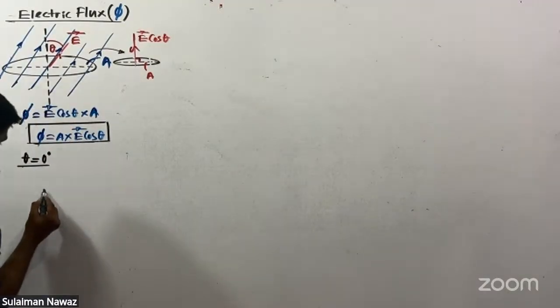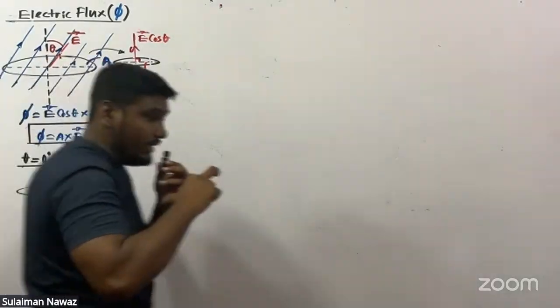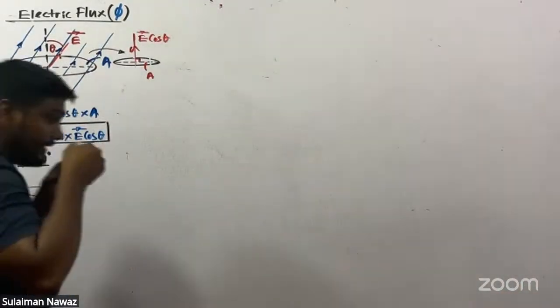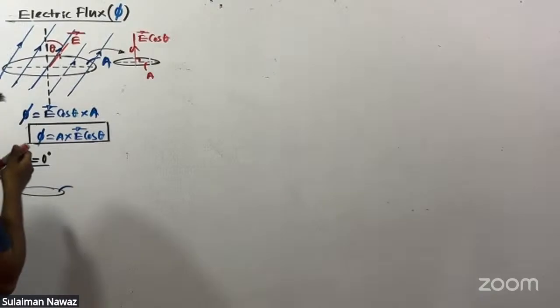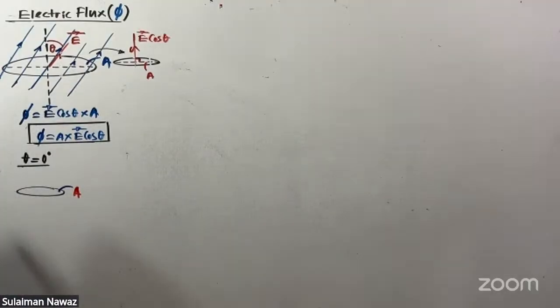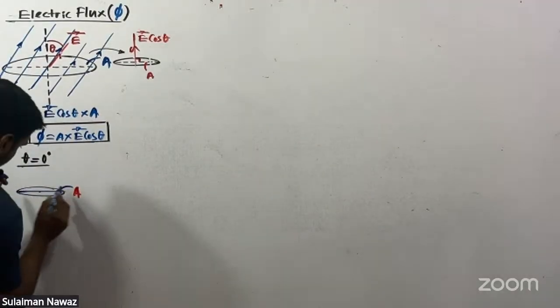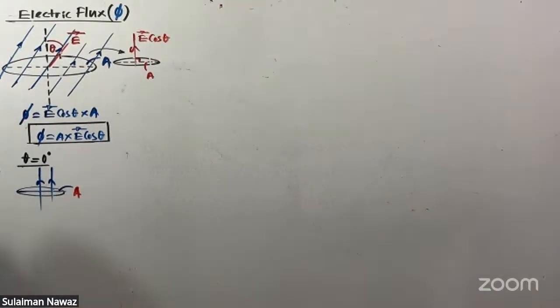When the angle is zero, we all know that the electric field lines are perpendicular to the area. Electric field lines are passing through this capital area, perpendicular to this area, capital A.